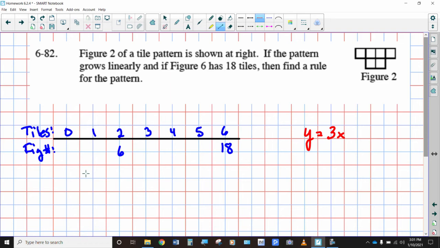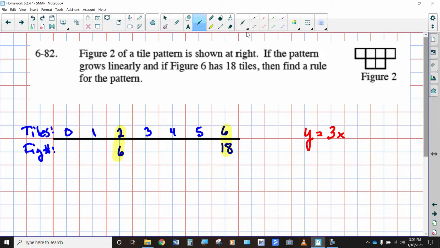All right, figure 2 of a tile pattern is shown at the right. I put that piece of information right there: 6 tiles for figure 2. Then it says if the pattern grows linearly, which means it grows at a constant rate, figure 6 will have 18. So find the rule for the pattern.